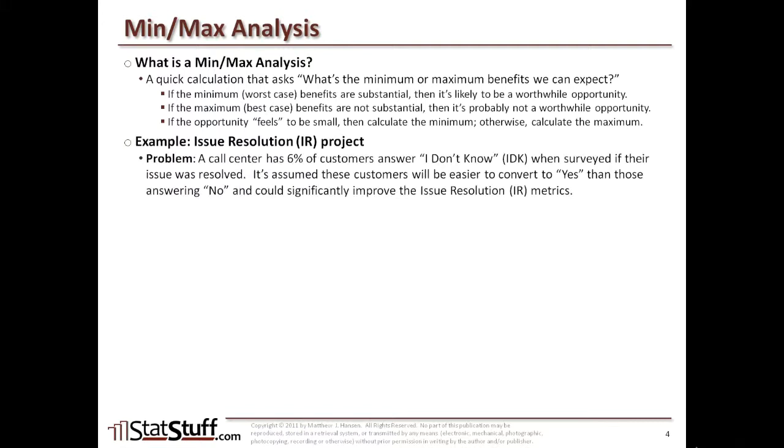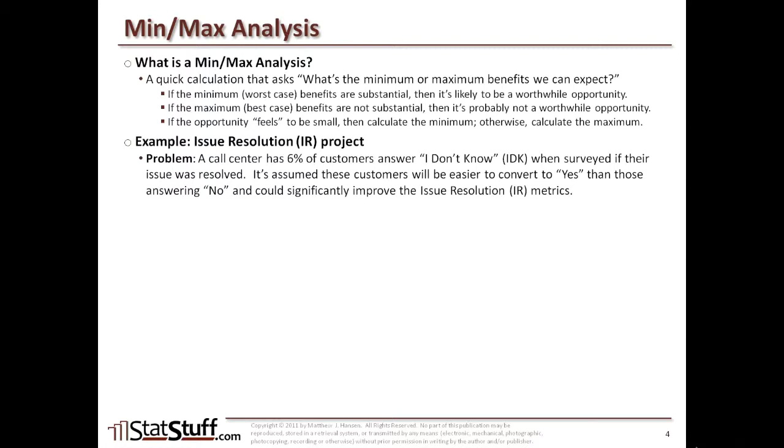So this is based off of a real-world example, and in this particular call center we found that there was about 6% of the customers who answered I don't know when they were surveyed about whether their issue was resolved. So what we assumed as part of the project, or everyone that was part of the project assumed, is that these customers are probably going to be a lot easier to convert to a yes than those who are answering no.